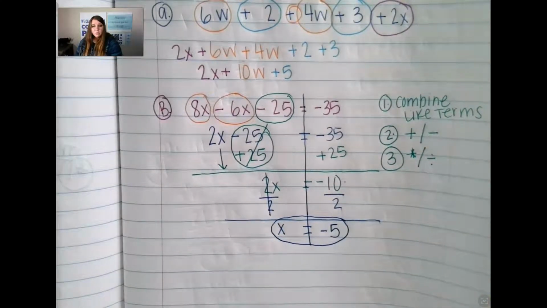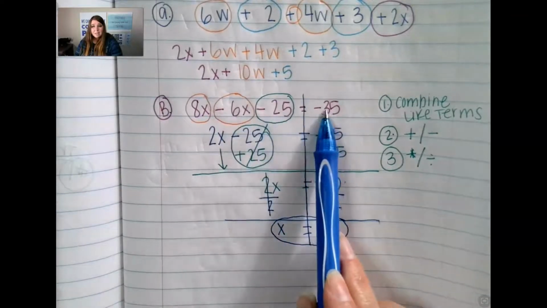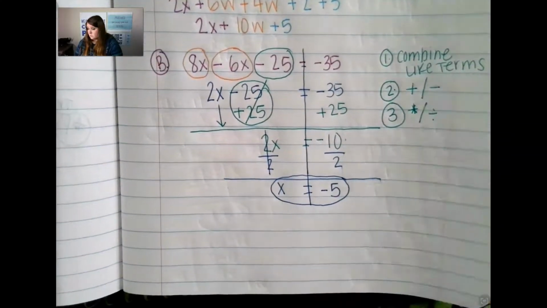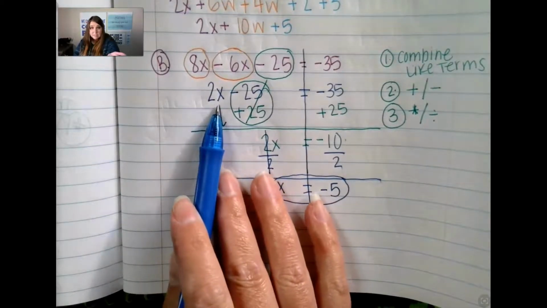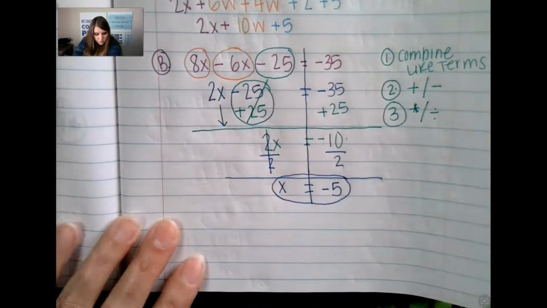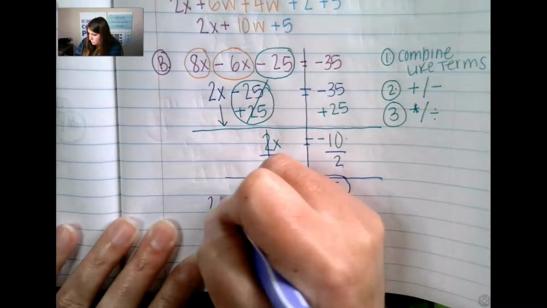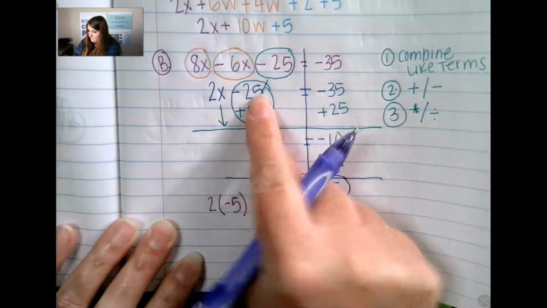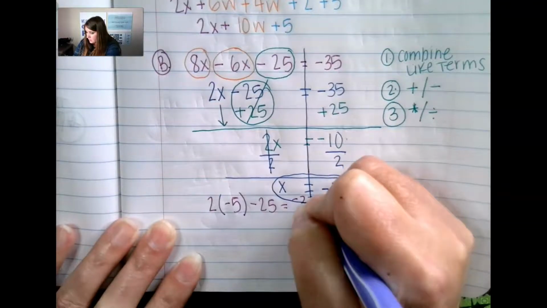So now what we're going to do is we are going to take x equals negative 5, put it back into our original equation to see if it equals negative 35. So I'm going to come back here and put it right there because I've already simplified it. I don't want to have to simplify again. So let's take and put negative 5. So it should be 2 times negative 5 minus 25 equals negative 35.